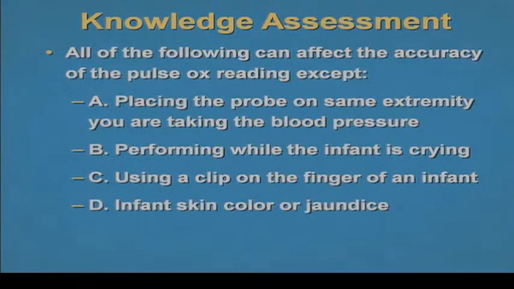And then all of the following can affect the accuracy of the pulse ox reading, except A, placing the probe on the same extremity you are taking the blood pressure. B, performing while the infant is crying. C, using a clip on the finger of an infant. Or D, infant skin color or jaundice. So the answer to this would be D, infant skin color or jaundice. That would be the only thing that would not affect the accuracy of the pulse ox reading.